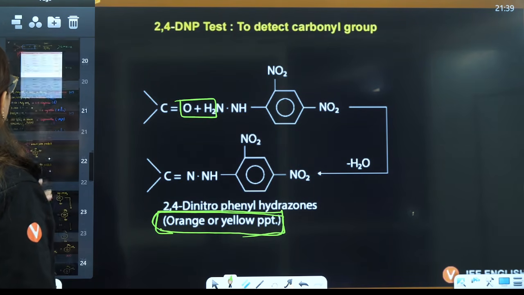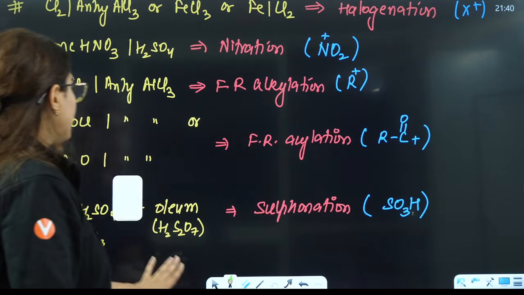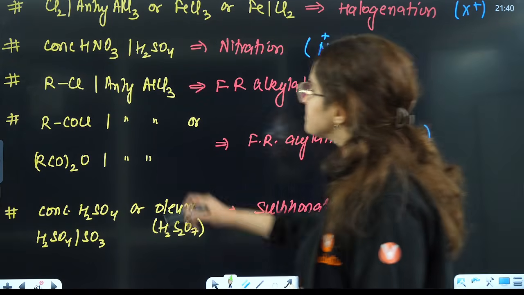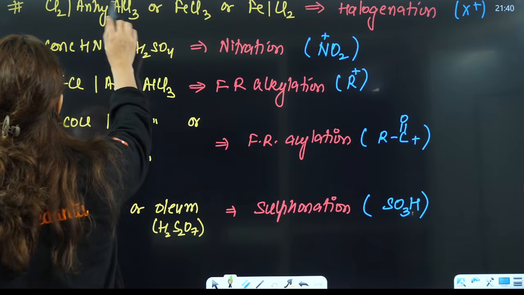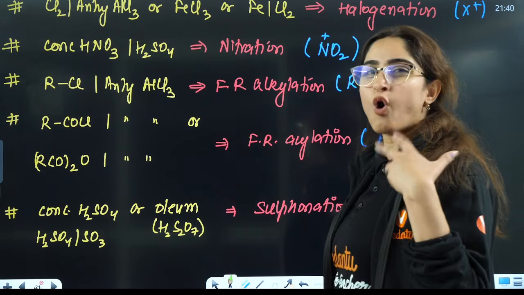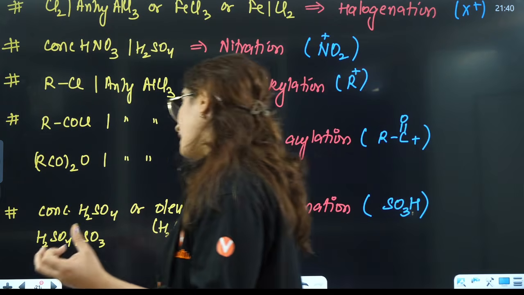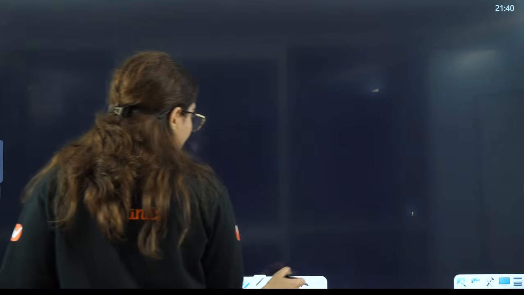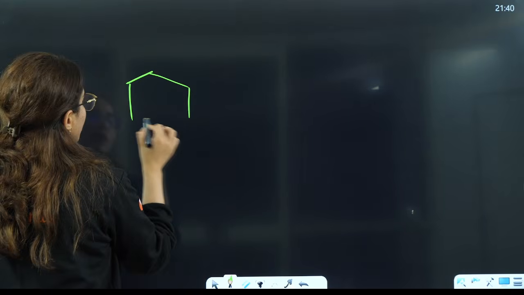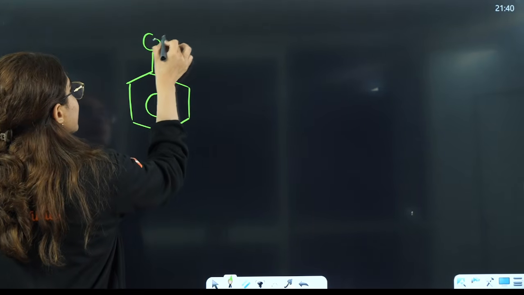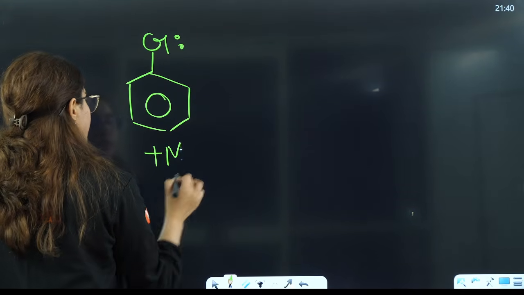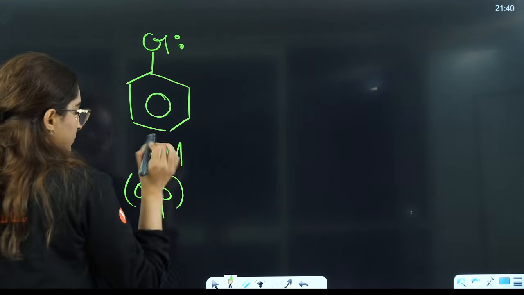Now let's see the rest of the questions, guys. Only 3-4 things are left, very important. Now if you see Cl2 with anhydrous AlCl3 or FeCl3, that is what, this is all. Now you will ask, ma'am, one more thing, we are also blank on that. See, if you have any group attached to benzene which has a lone pair, then this will always show plus M effect, and it will always be ortho para directing.